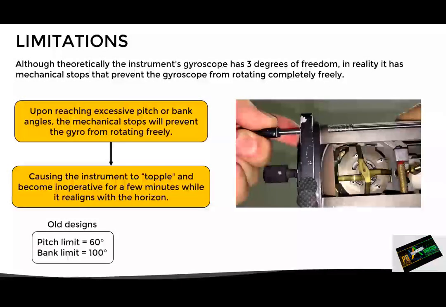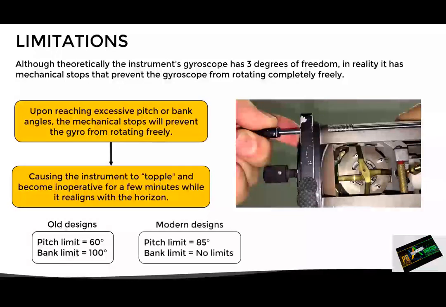Here is an example of what happens if the pitch or bank limits are exceeded. On older instruments, it is common to find pitch limits of 60 degrees and bank limits of around 100 degrees. While in the more modern ones we can find less restrictive limits of 85 degrees of pitch and no bank limits.